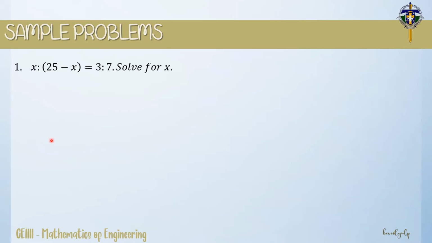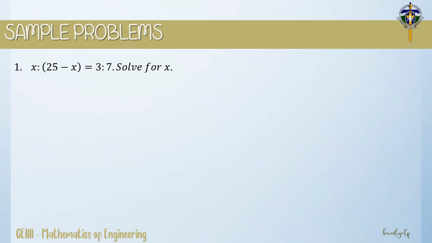So example, number 1, x is to the quantity 25 minus x is equal to 3 is to 7. Solve for the value of x. So we can see that this particular problem is a proportion. So proportion again states that two ratios are equal. So x is to 25 minus x, this is one ratio. And then 3 is to 7 is also another ratio. And accordingly, it is equal. So therefore, we can say that this one is a proportion.